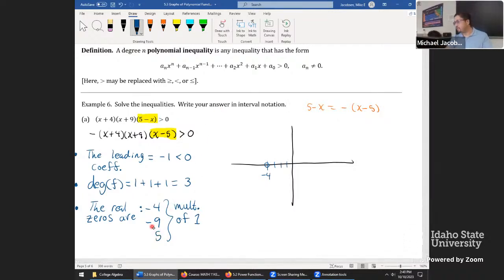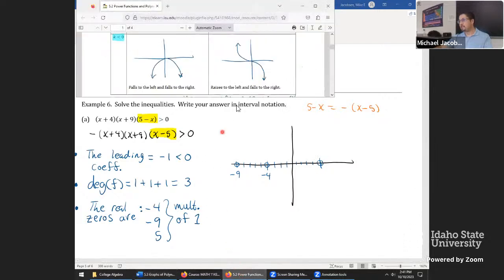So now let's go to the next one. It's at -9. So -5, 6, 7, 8. At -9 here, another open circle. And the last one's at +5. 1, 2, 3, 4, 5. Third open circle here.